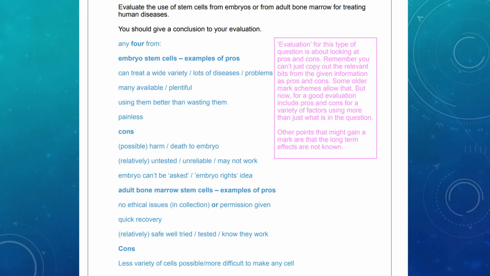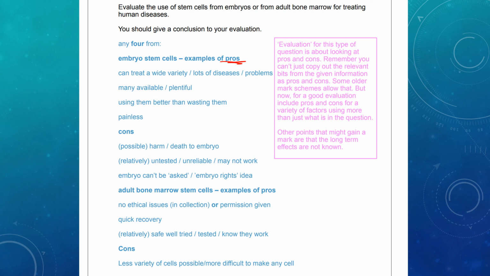So, for some pros, some advantages, these embryonic stem cells can treat a wide variety, lots of diseases or problems. You might be able to name some of those, like Alzheimer's, repairing of the spine for people who've suffered paralysis, treating diabetes. That there are many embryonic stem cells available, there are plenty, and using them is better than wasting them, and it's painless.